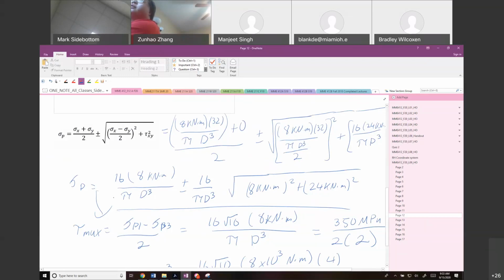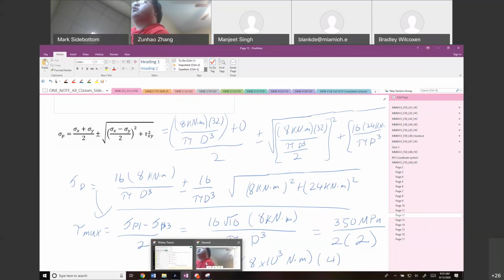What if it is a square bar? What do we do? Could you repeat that, please? This question is about a circular rod, so what if it is a square bar? So that means the cross-section is a square, not a circle.